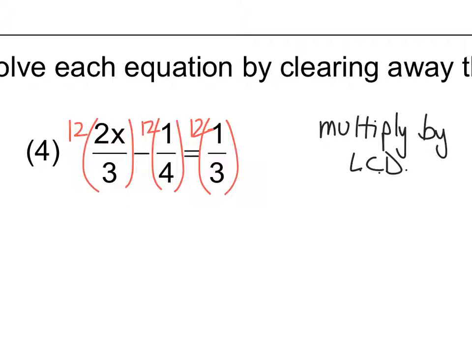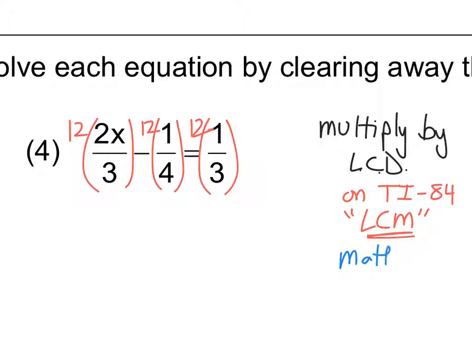Some LCDs are easier to find than others. By the way, on the graphing calculator, on the TI-84, it's the LCM function. It's in the math menu. Under NUM, look for the option that says LCM. Actually, I can show you that real quick.